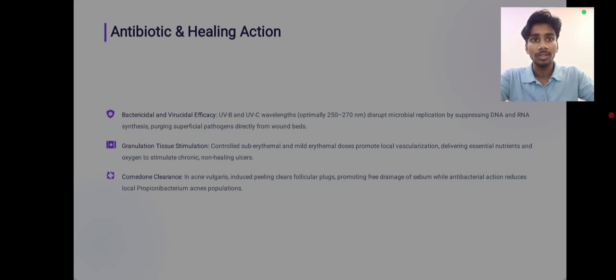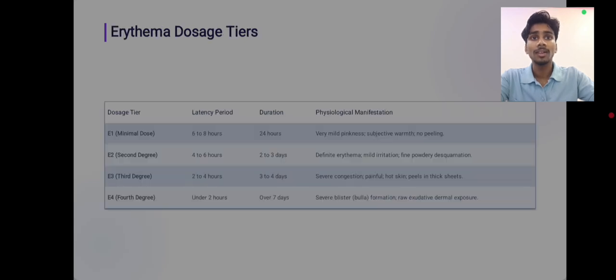Granulation tissue stimulation, comedone clearance. In acne vulgaris, induced peeling clears the follicular plugs, promoting free drainage of sebum, while antibacterial actions reduce local Propionibacterium acnes populations. Furthermore, you have the chart of erythema dosage tiers.